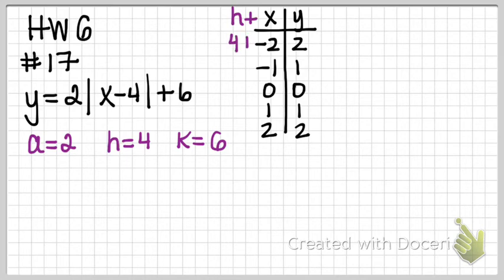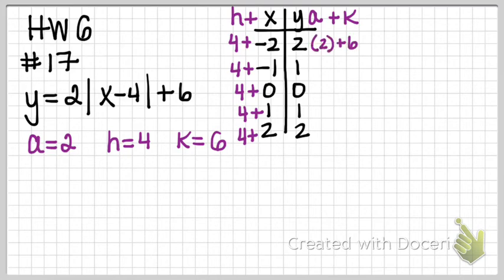So pick up your calculators. Let's go ahead and do that right now. Add 4, add 4, add 4, add 4, all the way down. And then on the y side, you're going to multiply it by a and add k. So a is 2, k is 6.